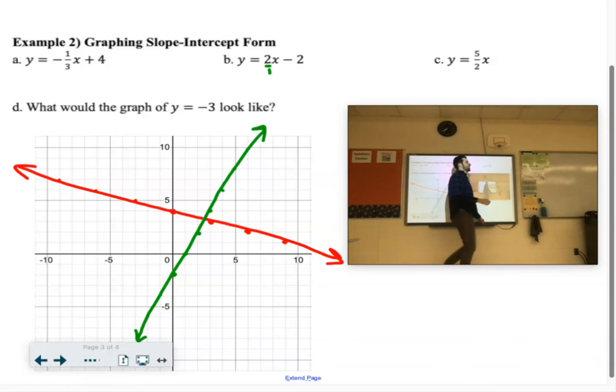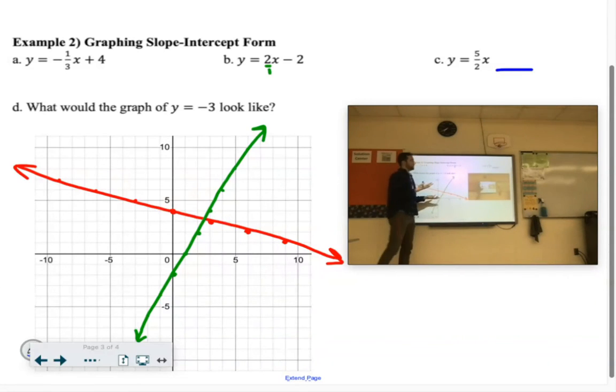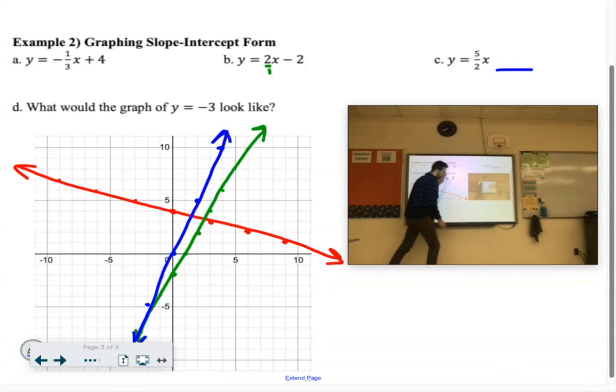Now this one just says 5 halves x. We always started with the y-intercept. There's nothing there, so we have to just start at 0. And then from there, we would go up 5 over 2, up 5 over 2. You could go down 5 left 2 as well. I almost did all those dots.